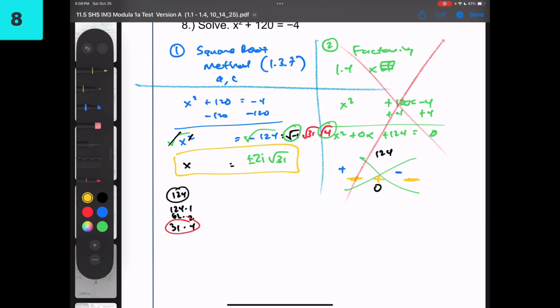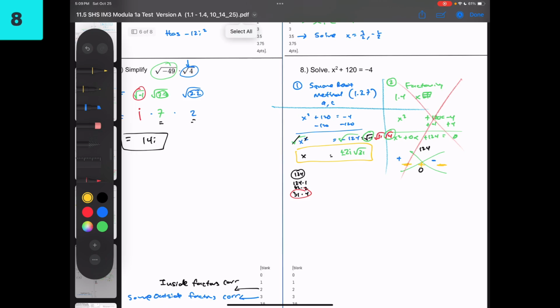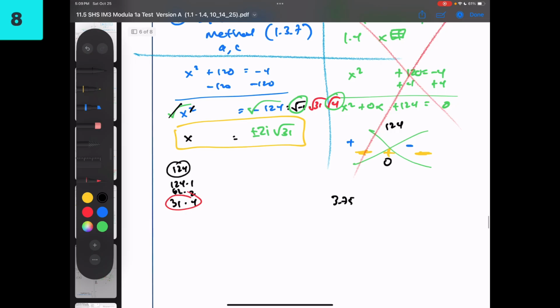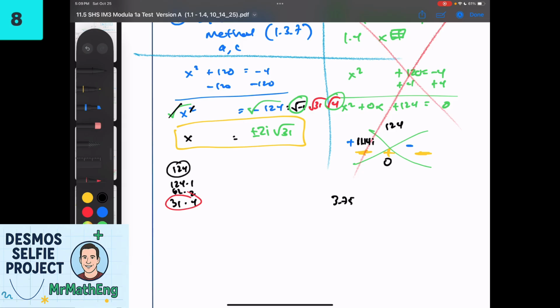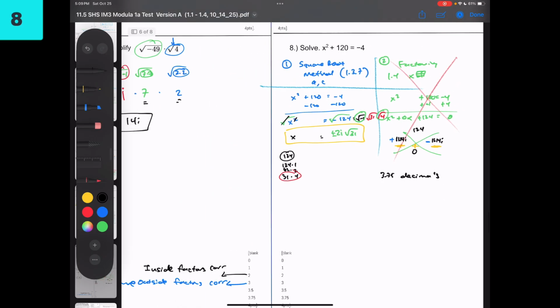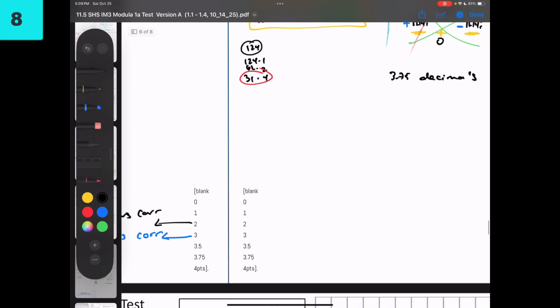Now I gave you partial credit for just either subtracting 120 from both sides or adding 4 to both sides. Now some students were able to come up with the answers for this one using factoring. And the number, if you came up with it, I gave you 3.75 was pretty close, but it was not exact. 11.14i and negative 11.14i. So if you got the decimals, then I give you 3.75. It's not exact, that's why I'm not giving you full credit.